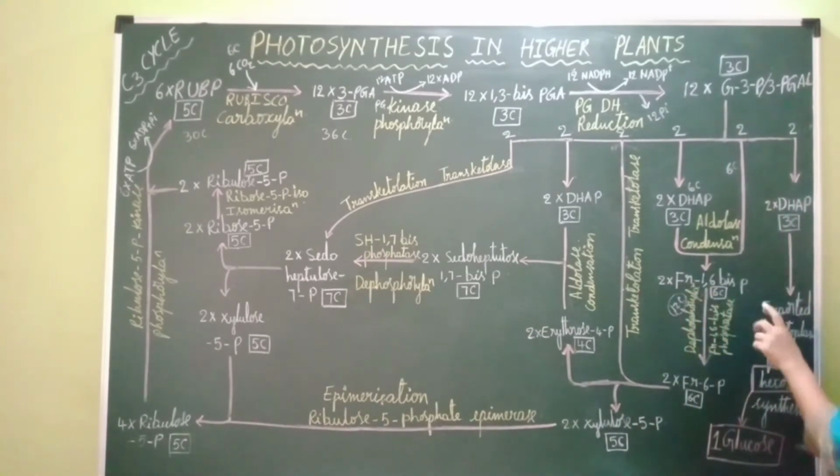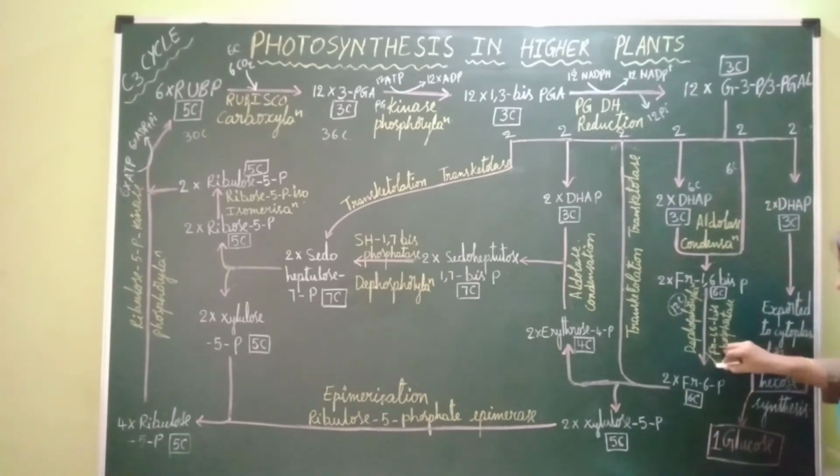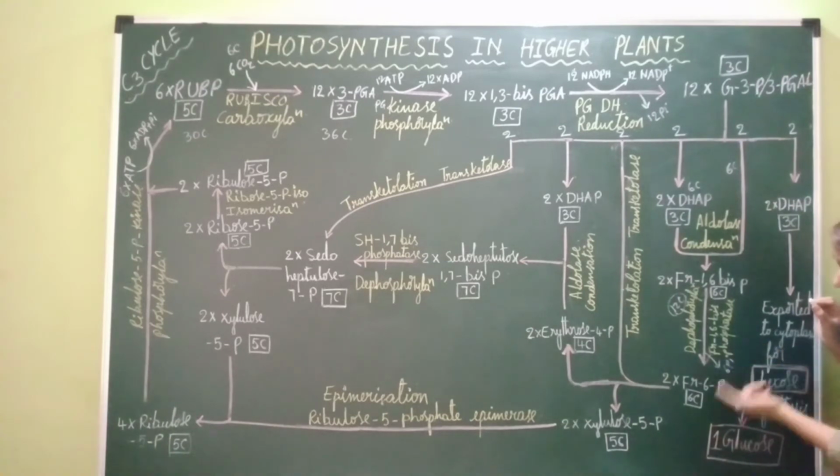So it is balanced. Now these 2 molecules of fructose 1,6-bisphosphate undergo dephosphorylation. Dephosphorylation means removal of phosphate. So the phosphate at position 1 is removed. This dephosphorylation is catalyzed by the enzyme fructose 1,6-bisphosphatase, and it results in the formation of 2 molecules of fructose 6-phosphate. So where is this phosphate removed from?